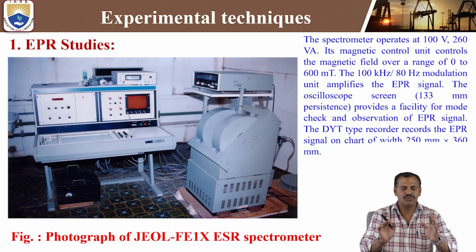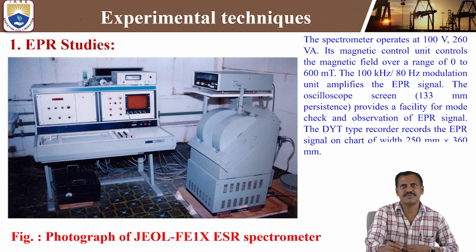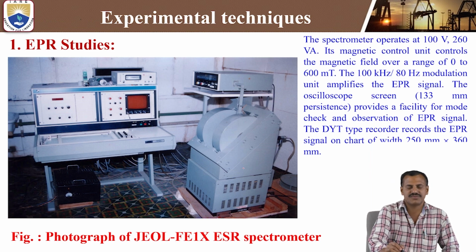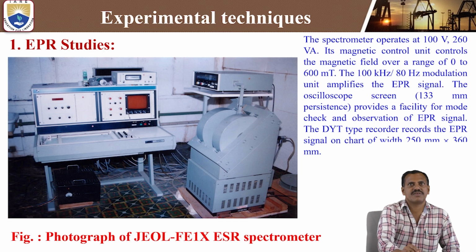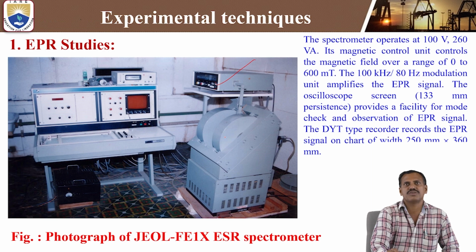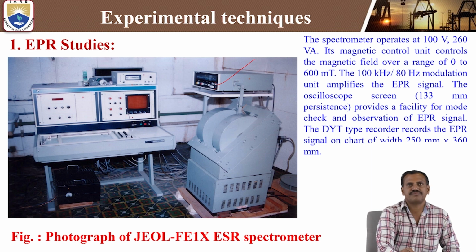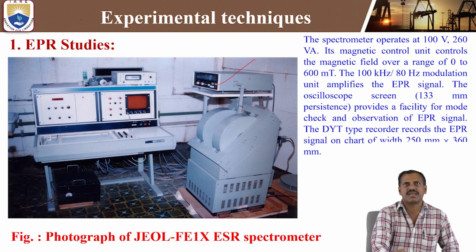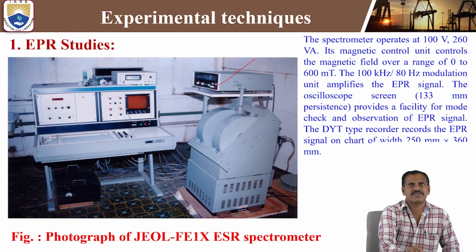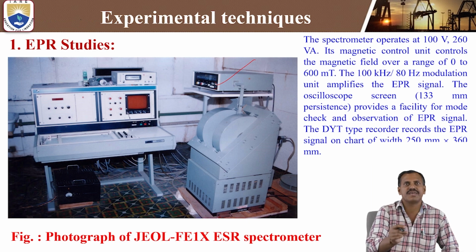Next, this is how it looks. This block diagram shows the parts inside. Here we see the different modulation. This is the magnetic field you are applying. This is the oscilloscope. The magnetic field shows how much magnetic field you are applying. This is the detector. We can see the spectra reading here, how the spectra looks like. These knobs we can adjust for the modulation, voltage, and power supply.